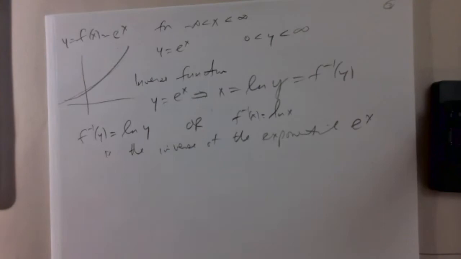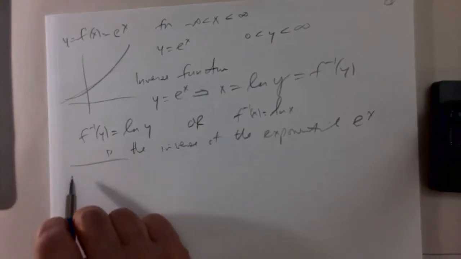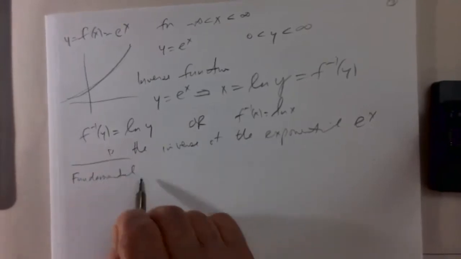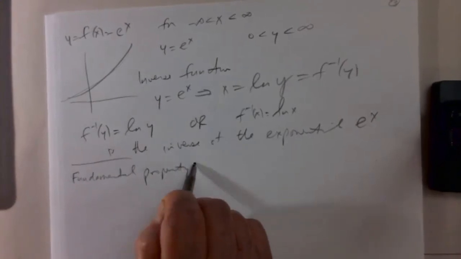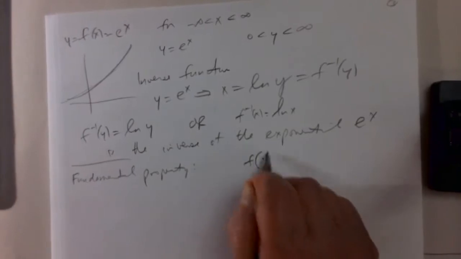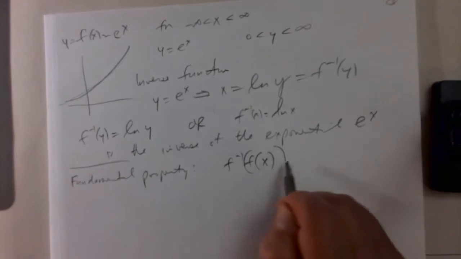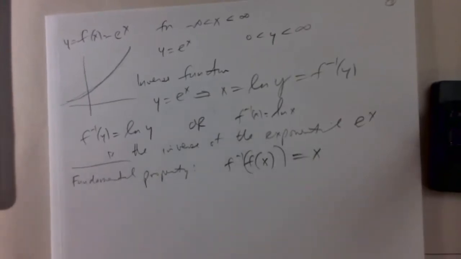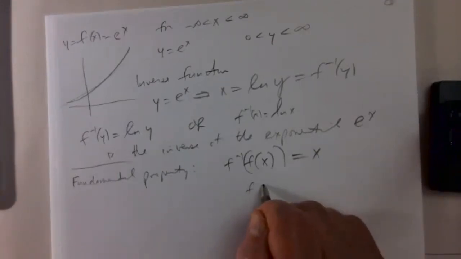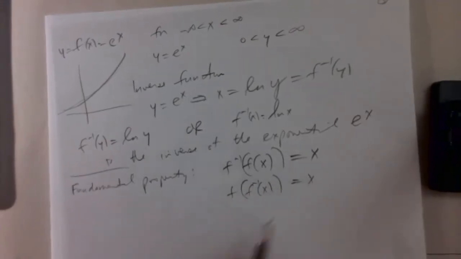And a property that the inverse function always satisfies is the following. So this is the sort of fundamental property of an inverse function. If you take x, apply the function f to that, you get f of x. Apply f inverse of that, that gives you x. And similarly, if you start with x, then you compute f inverse of x, and then f of that, that's also equal to x.